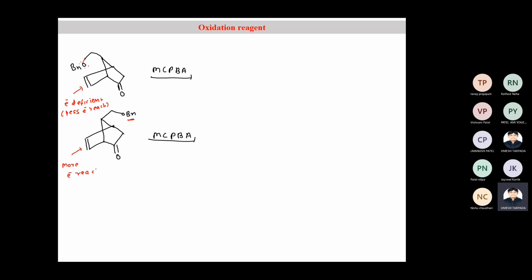So if the double bond is more electron rich, then it is favored for epoxide formation. So epoxidation takes place here. Suppose it is also substituted. Then epoxidation takes place at the substituted double bond in this way. Epoxidation takes place over here. It undergoes epoxide formation.